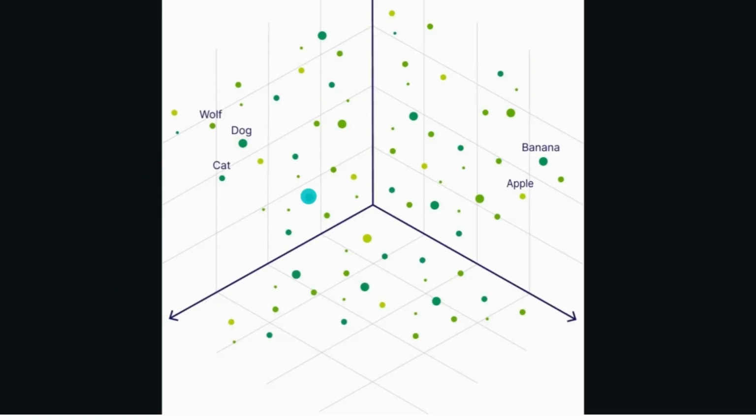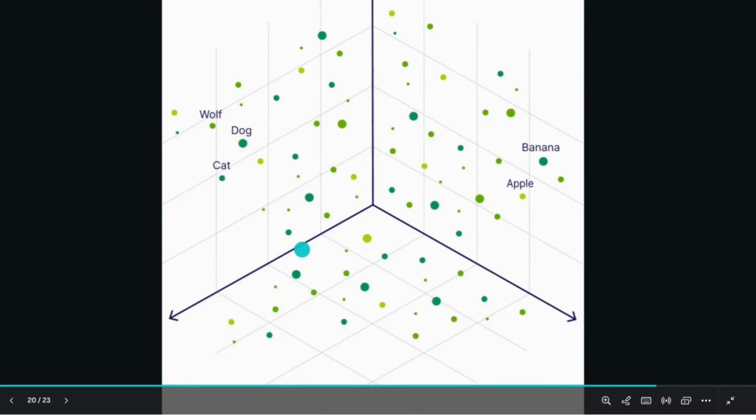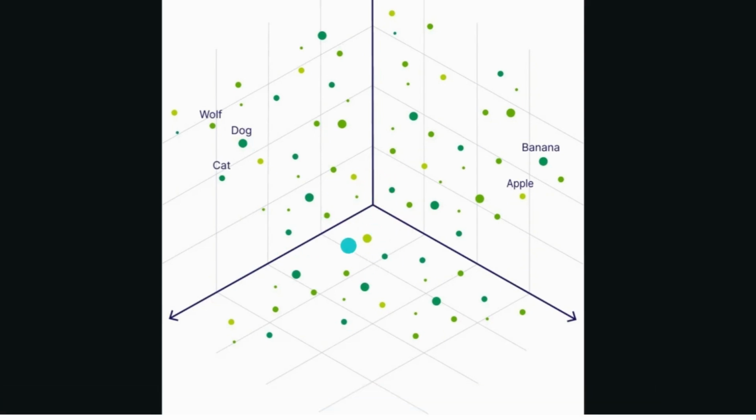And this is just another example. This is a three-dimension space. So we have the x-axis, the y-axis, and the z-axis. You see where the wolf, dog, cat are. They're in this same neighborhood because they are all animals. But look at banana, apple. They are far. Why? Because they are fruits. They are far in where they are plotted in this space.